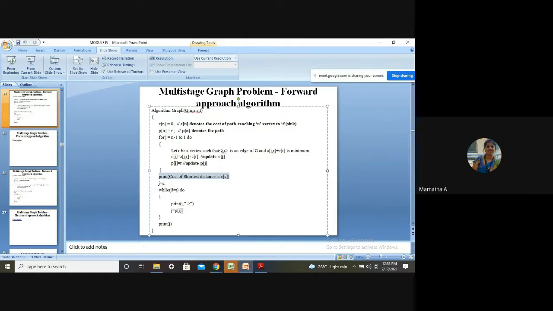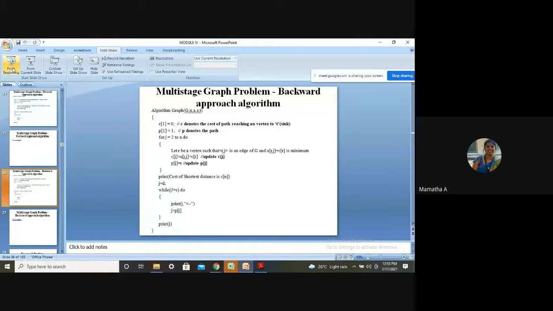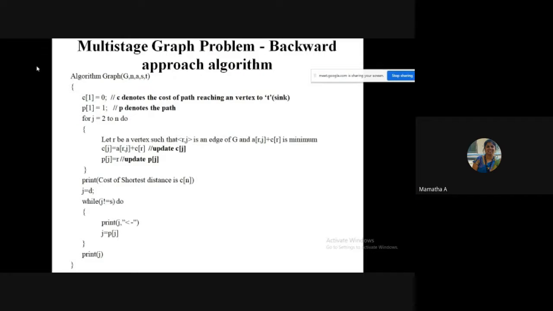So what should I do? At the end, I should print the j, which is my sink node. I hope you are all getting it, right? So this is about the forward approach algorithm. Similarly, we have the backward approach algorithm. Slight variation you can just see.